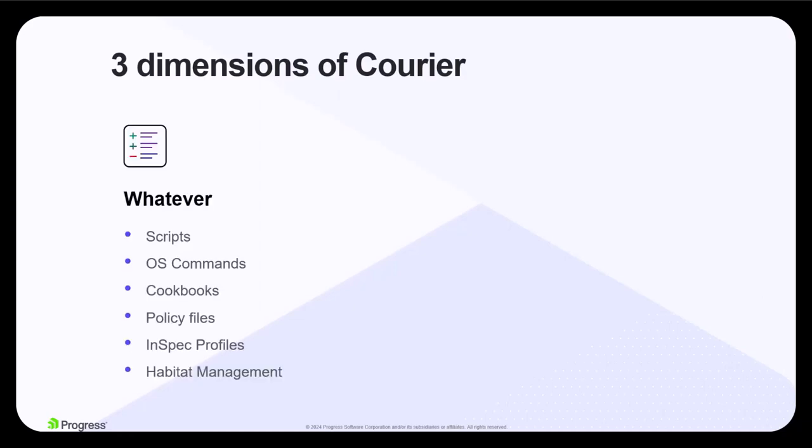The whatever, which defines the actions that are required to complete a task, which are not limited to just Chef cookbooks. Job action interpreters allow OS commands, scripts, InSpec profiles, and more to be executed, providing the flexibilities organizations require.